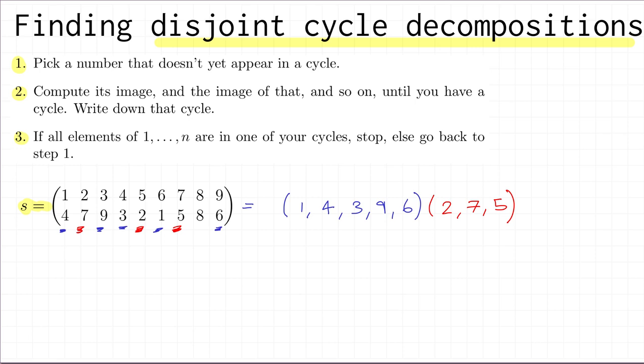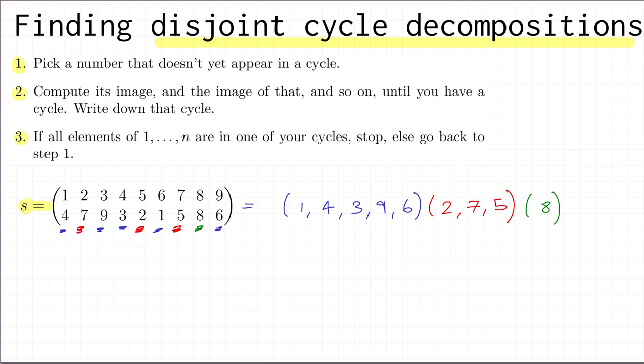Okay, now we're at step 3. Are there any elements between 1 and 9 in this case which are not in any of our cycles? Well, the answer is yes, there's 8. So let's look what happens now. We have to start a cycle with 8. Then we look what S does to 8. S sends 8 to 8. Okay, so the cycle stops straight away. All right, so we've now found our disjoint cycle decomposition. All of the numbers 1 up to 9 appear in one of those cycles. So we stop. We've found our disjoint cycle decomposition.